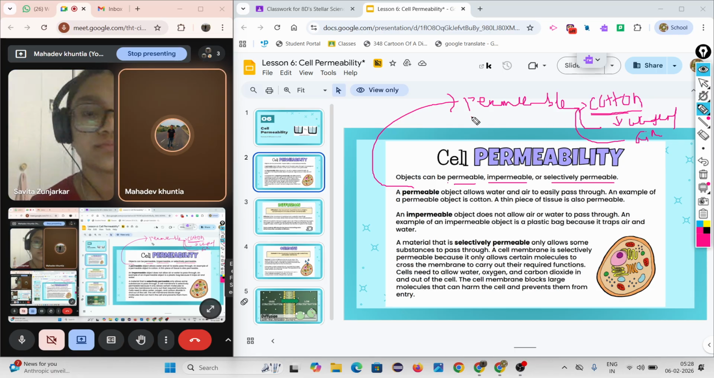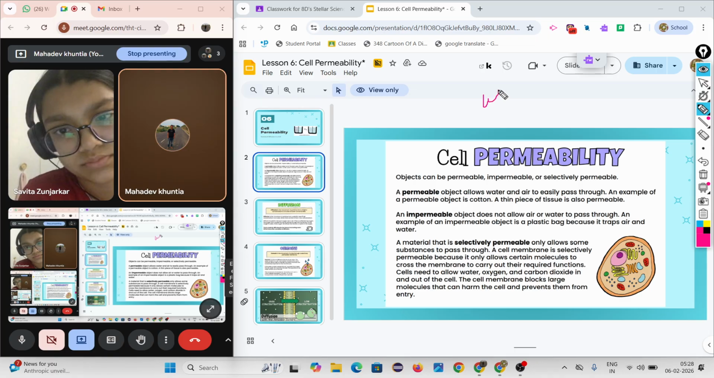So that's why cotton is called a permeable object. What is the meaning of permeable? Water and air can easily pass.